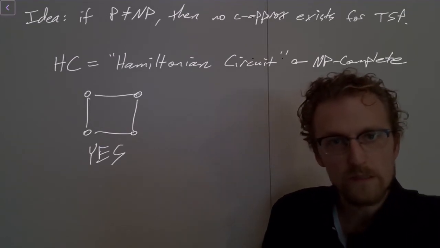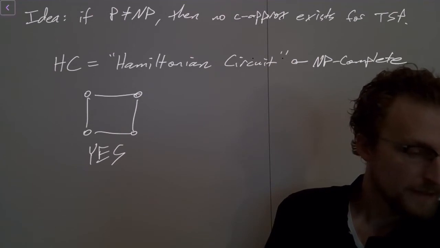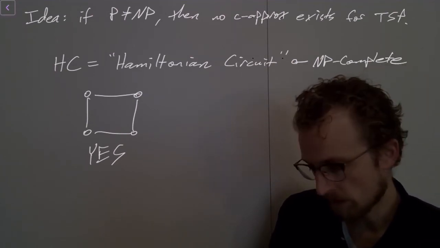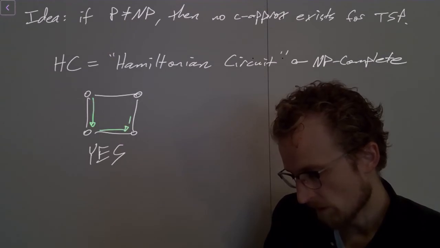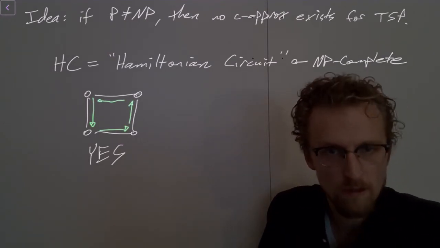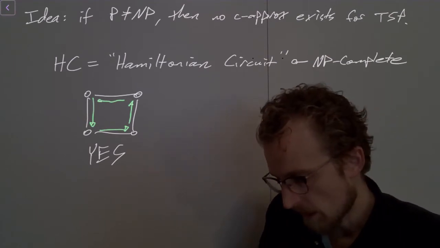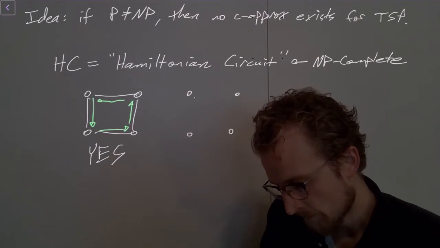It's one of the fundamental NP-complete problems. So there's an example of a graph that does have a Hamiltonian circuit. What's the circuit? Well, it's just visit all the nodes in sequence. It's super simple. And then here's an example of a graph that trivially does not have a Hamiltonian circuit.